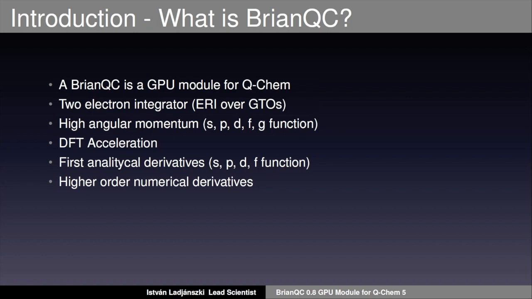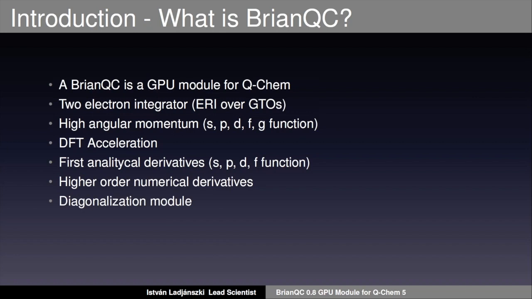QChem is able to generate the higher order numerical derivatives. So BrianQC can speed up your vibrational calculation, or in the case of third derivatives, anharmonic or Raman spectra calculation can be carried out in a GPU accelerated manner.